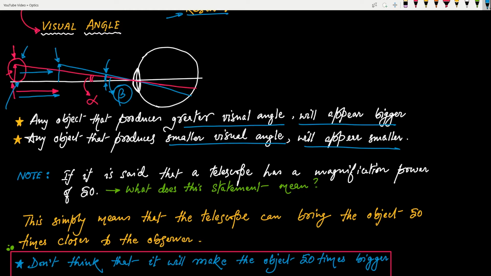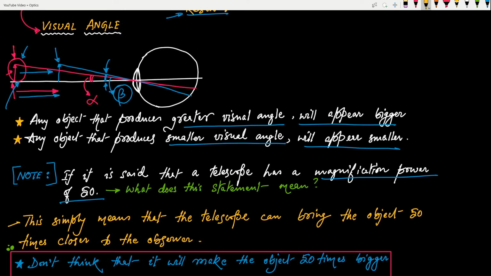Now let's note one thing. This is very, very important. Now let's understand one of the most important concepts related to the telescope. I've written it down here with a note. If it is said in the question that the telescope has a magnification power of 50, what does this actually mean? Now, don't say that a magnification power of 50 means that the telescope will make the object 50 times bigger. That is absolutely wrong.